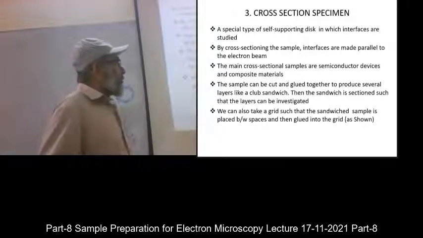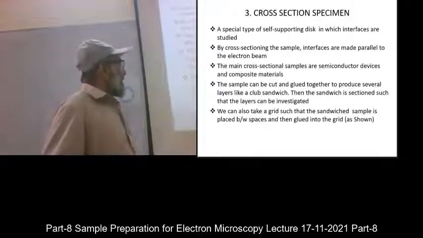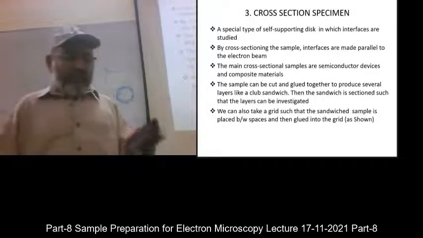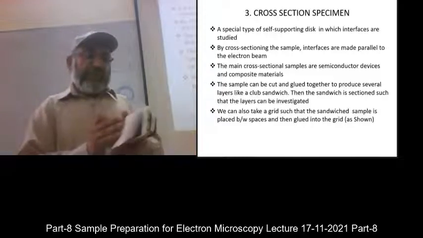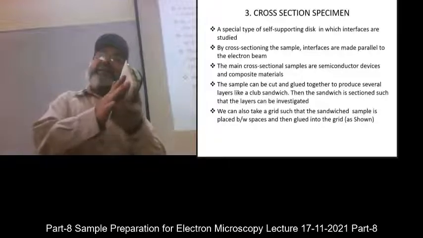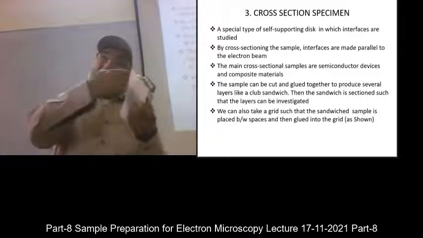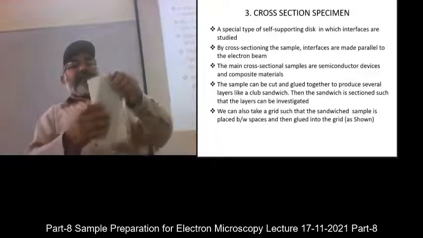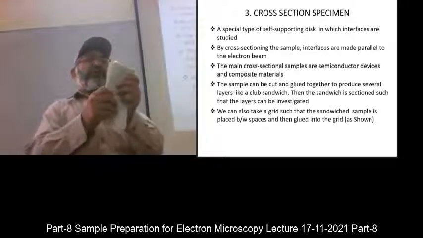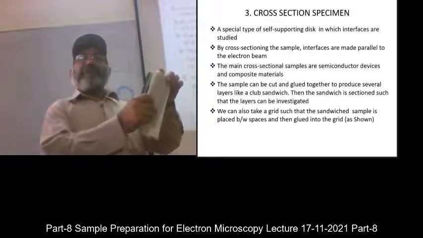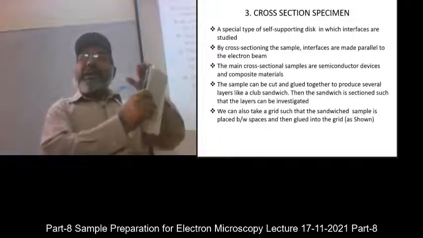The sample can be cut and glued together to produce several layers like a club sandwich. What they mean is that you have this material, you have this material, you have this material, you club them all together, right? And then take cuts from there. When you cut it here, you get a cross section which contains the piece of paper, the piece of metal, the piece of composite, all are there.